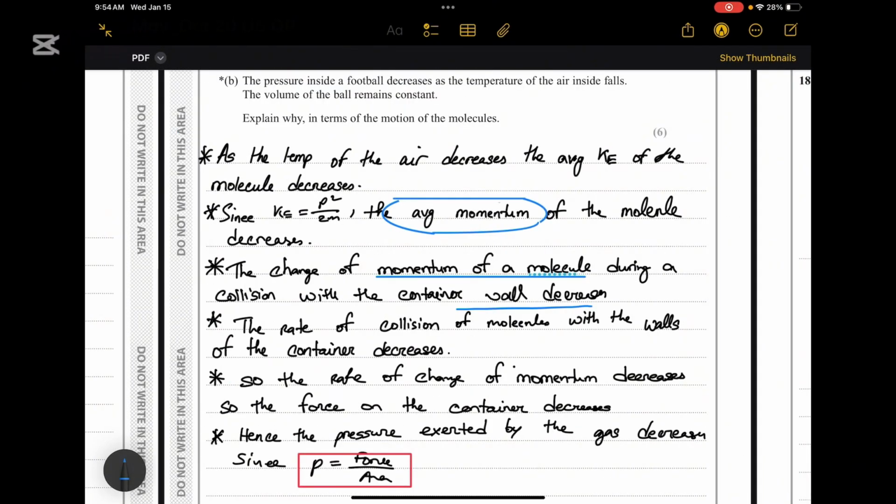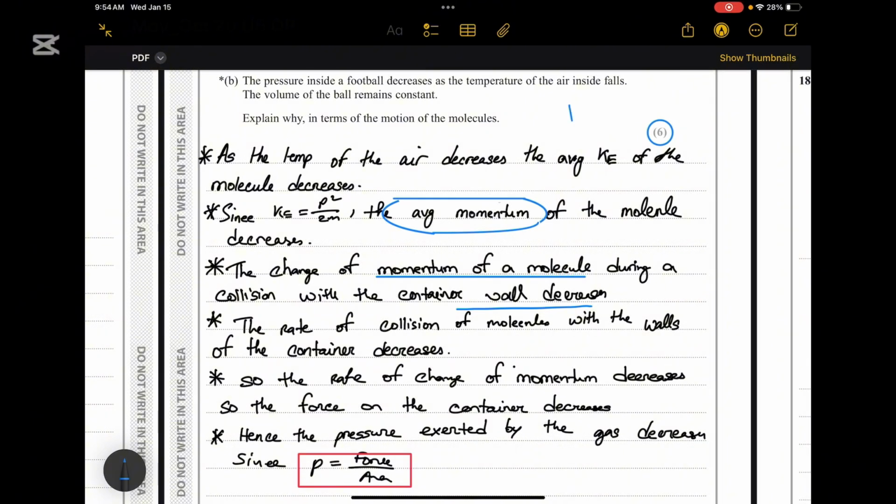Alright, so let's understand this question. This is a very repetitive question, so let's understand it and answer it. This is a 6-mark asterisk question, which is really repetitive, and I believe that this will come in your exam as well. The pressure inside a football decreases as the temperature of the air inside falls.